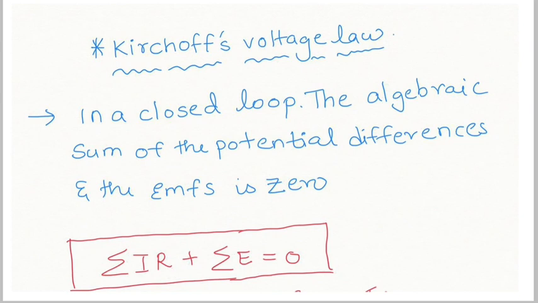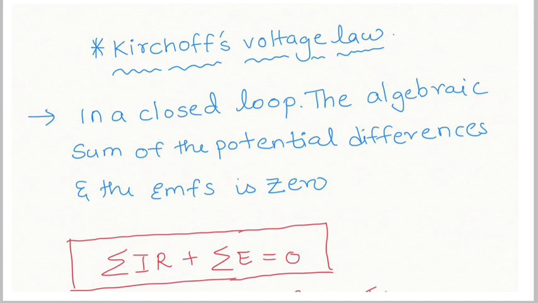In a closed loop, we have already talked about the closed loop. A closed loop means the point at which the circuit starts, it will end at that point only, like A, B, C, D, A. In a closed loop, the algebraic sum of the potential difference and the EMF is zero.